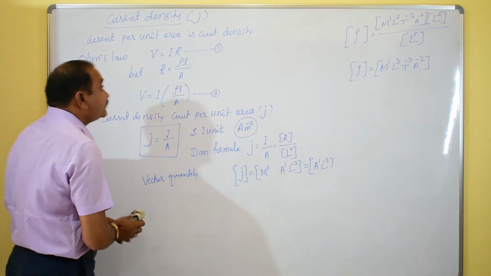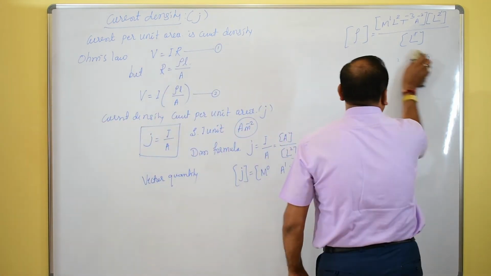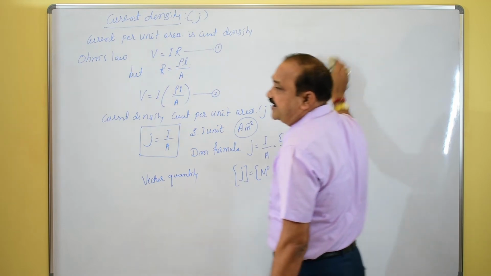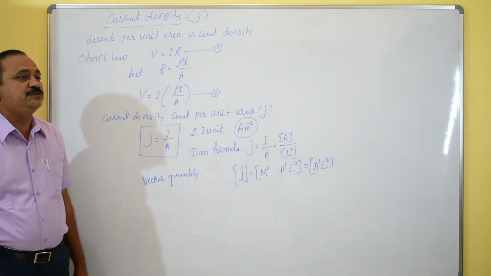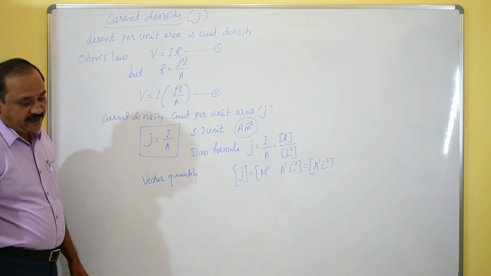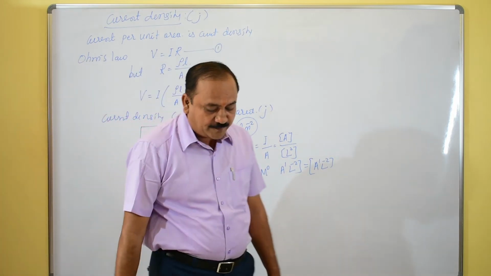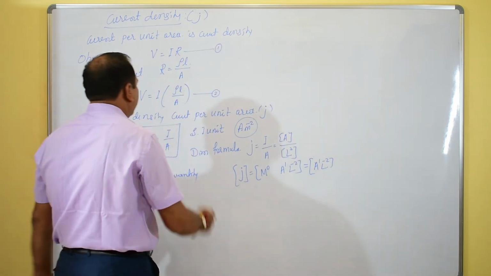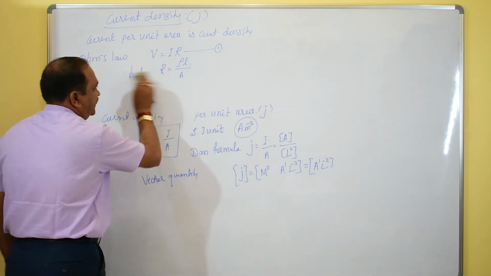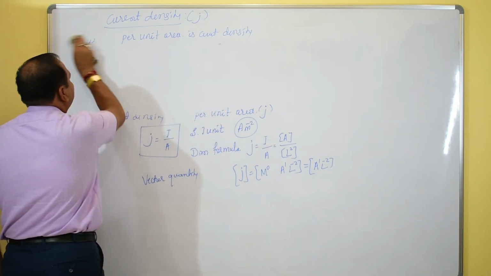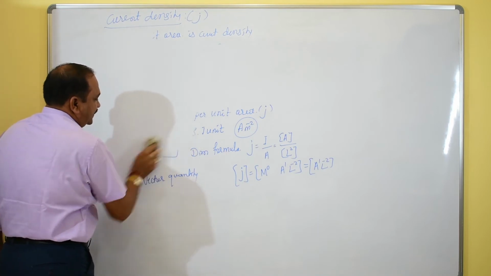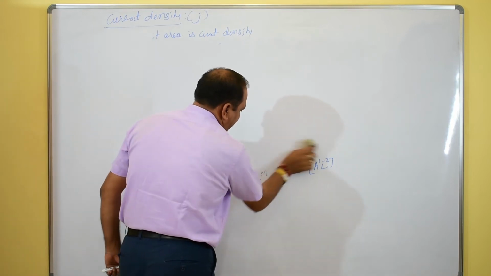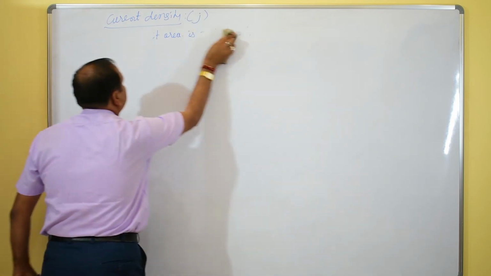After this, the next thing I would like to discuss is resistivity and conductivity. How are they related to each other, and how are they related to current density and resistivity? That is what I would like to discuss now. The next one is the relation between conductivity and resistivity.